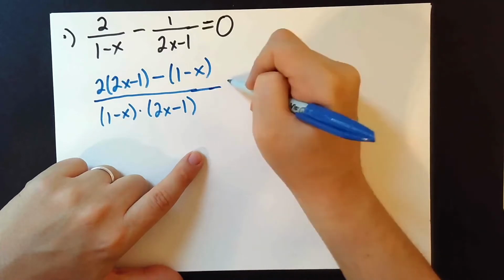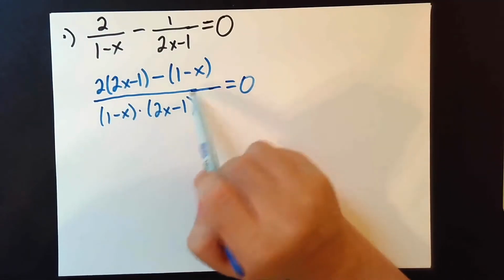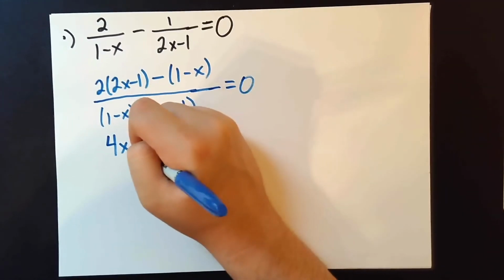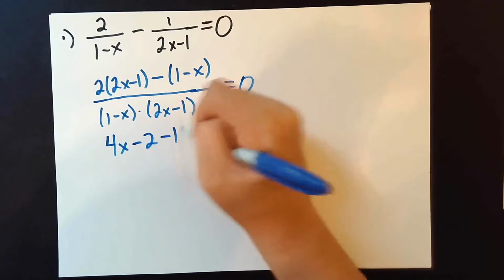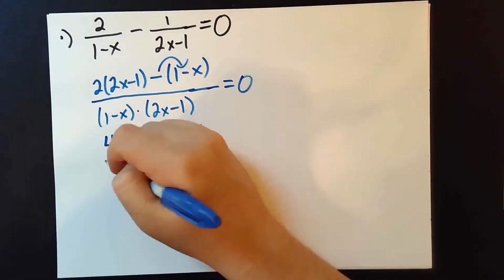This is exactly what we did in the last video when we were combining fractions. I'm just combining these exactly like that. So I'll continue with my algebra. 4x minus 2 minus 1 plus x. Don't forget to distribute this minus sign in there.